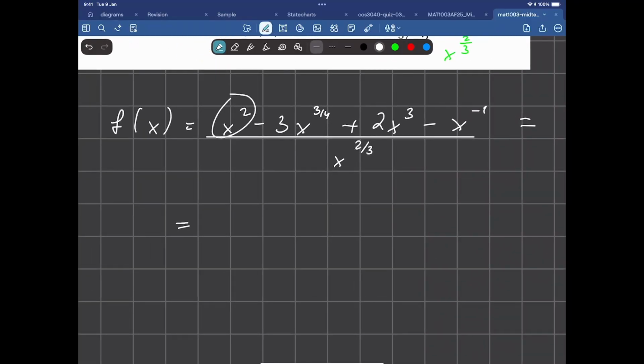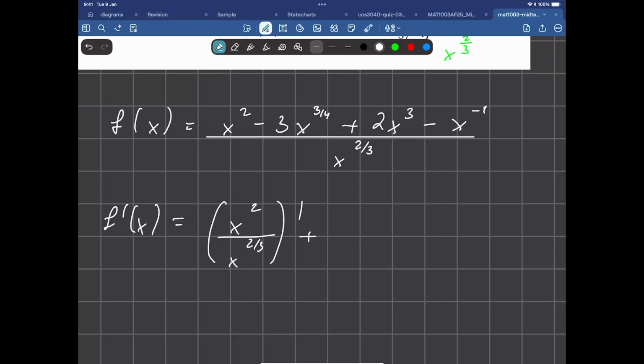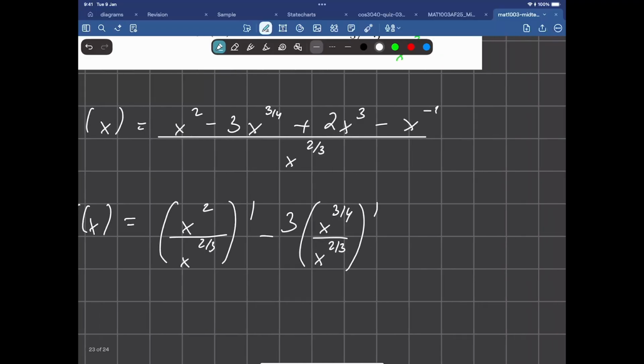So again, I take the first thing, x squared, and I directly divide by x to the 2/3. Or actually, you know what? I'm not going to write this as one expression. I'm directly going to start calculating the derivative, okay? So it's going to be the derivative of this first thing plus, or in this case, actually a minus because you have minus here, 3 times the derivative of this quotient. So that's going to be x to the power of 3/4 over x to the power of 2/3. Okay, and we take the derivative.